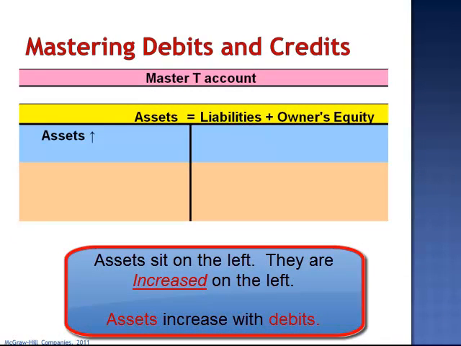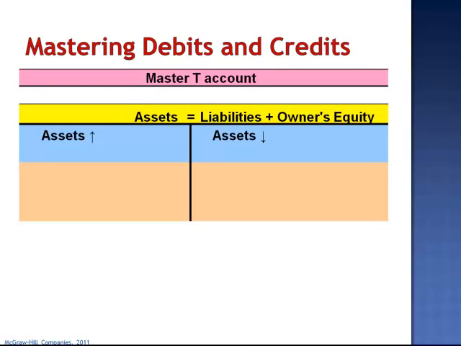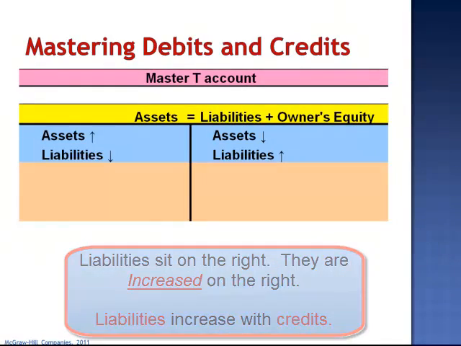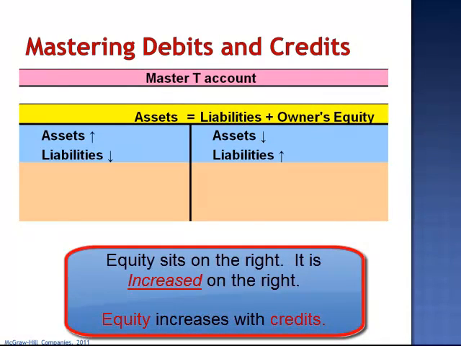Assets increase on the left. Assets increase with debits and decrease with credits. Liabilities sit on the right-hand side of the equation. Liabilities increase on the right with credits and decrease on the left with debits. Owner's equity sits on the right-hand side of the equation. Owner's equity increases on the right with credits and decreases on the left with debits.